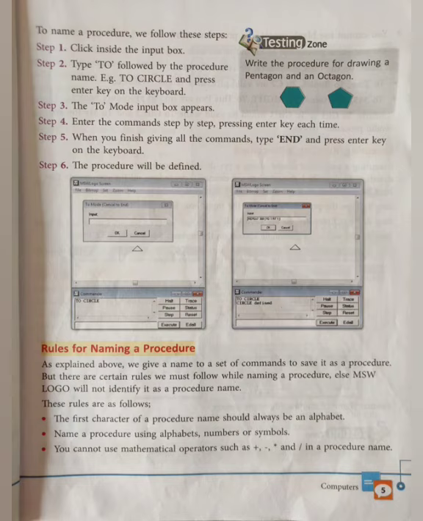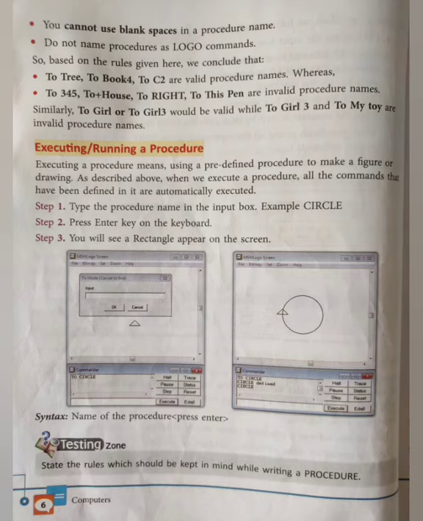And you can't use mathematical operators such as plus, minus, multiplication and division. There are 4 mathematical operators, plus, minus, multiplication, division, that you can't use in a procedure name. And the fourth rule is, you can't use blank spaces in a procedure name. So in your procedure name, you must not use blank spaces.